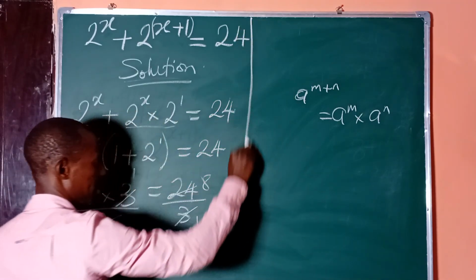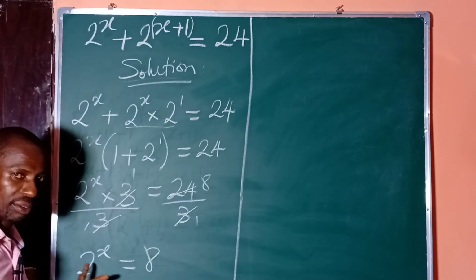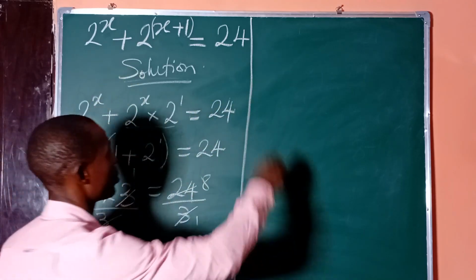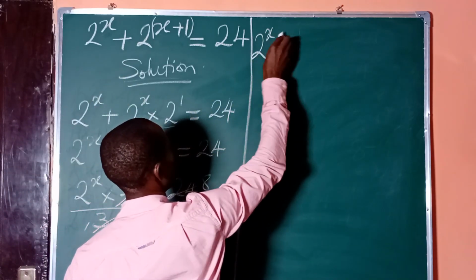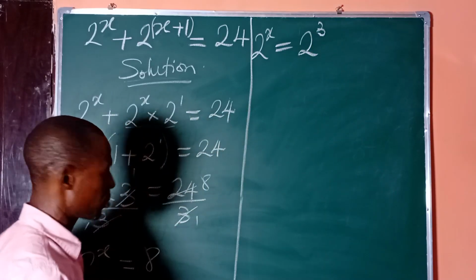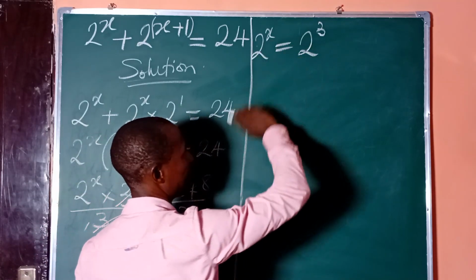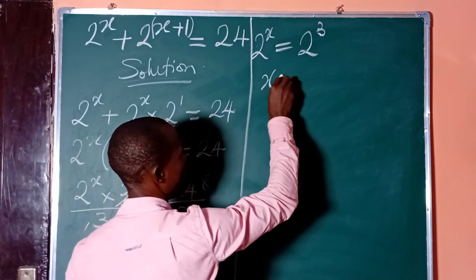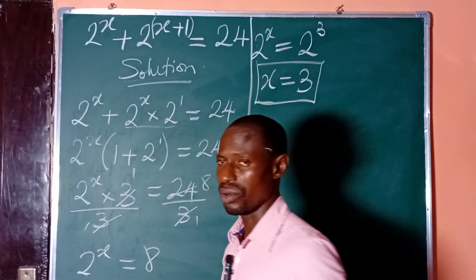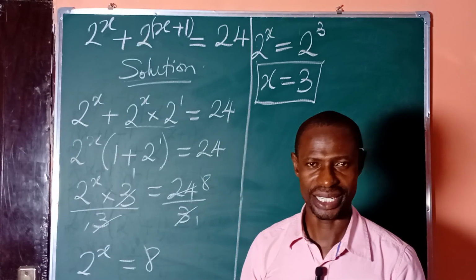Now look at 8. We have 2 as the base number here, and so we can equally express 8 as a base 2. This gives us 2 to the x equals 2 to the 3, since 2 to the 3 is also equal to 8. These have the same base, so if I equate the exponents, we have x equal to 3. And in that live video, the answer we got is also 3. So this is how you solve this.